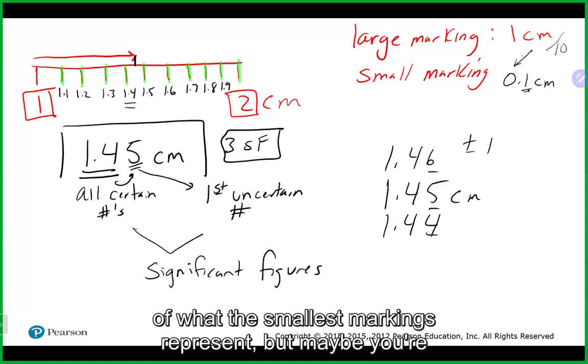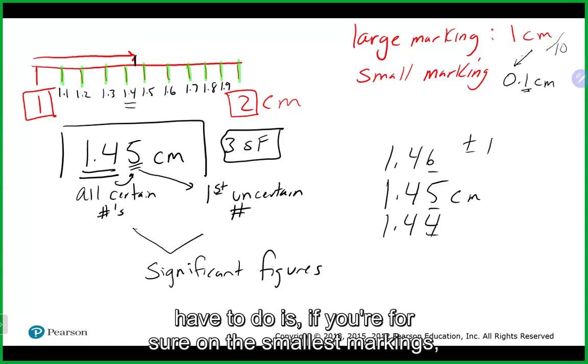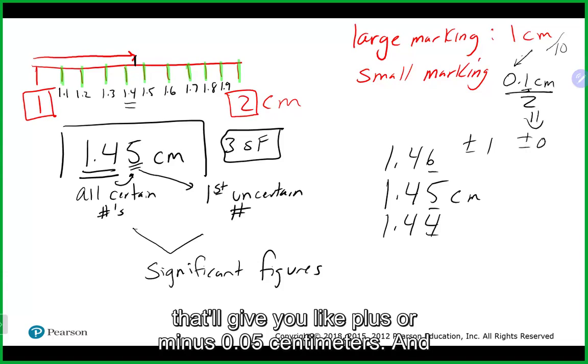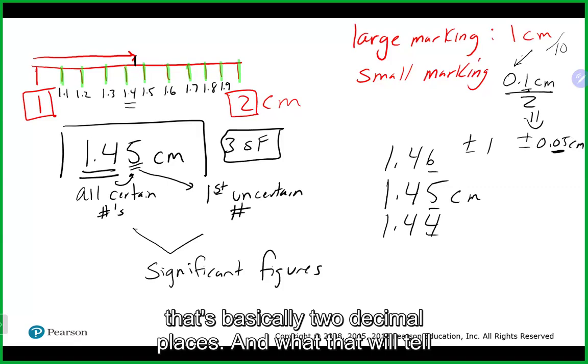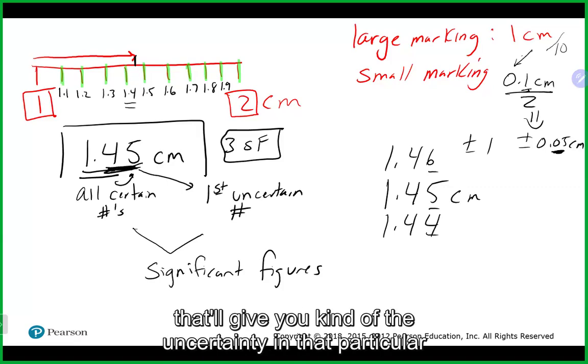You can also, as we talked about, if you are sure of what the smallest markings represent, but maybe you're still unsure how far you should take the reading, all you have to do is take the smallest markings and divide it by 2, and that'll give you plus or minus 0.05 centimeters. And that's basically 2 decimal places. What that will tell you is how far you should take the reading to. So that'll give you the uncertainty in that particular equipment.